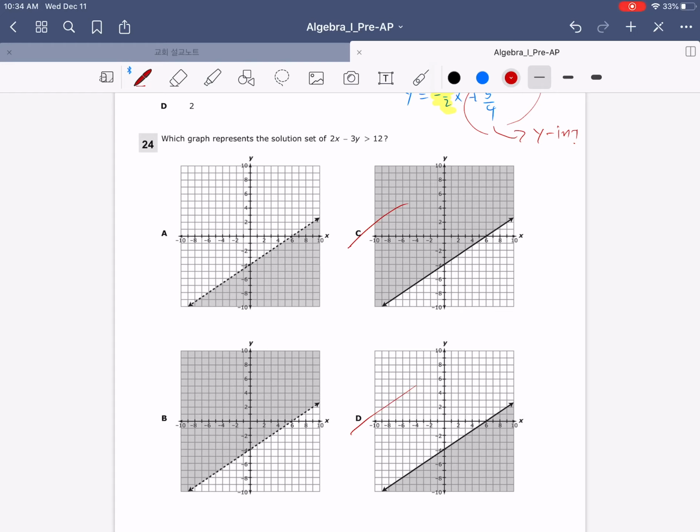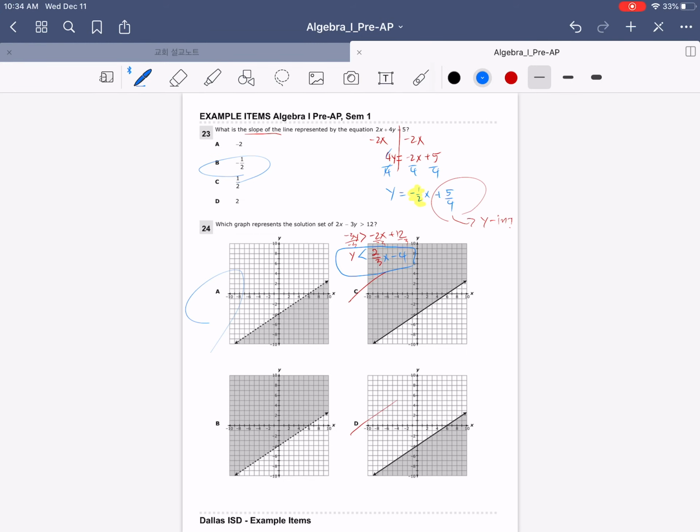Let's say it's gonna be, if I solve for y, it's gonna be negative 3y is greater than negative 2x plus 12. So y is equal to 2 over 3, not equals. And I have to divide by negative 3 both sides. So I'm gonna flip the inequality symbol here, like this. X minus 4, okay? That's gonna be the solution. So y is less than, which means I have to shade it bottom. So it's gonna be A. Wow, there's a lot of A's.